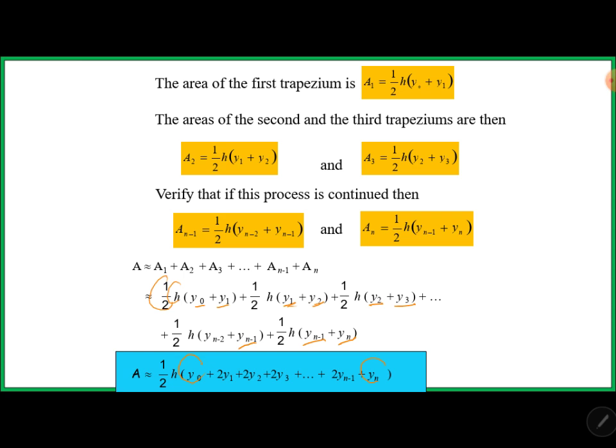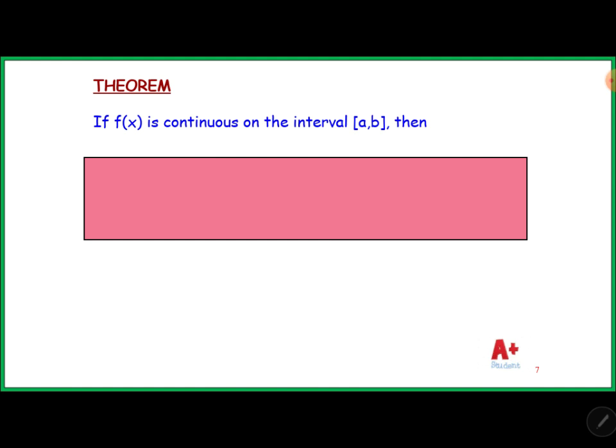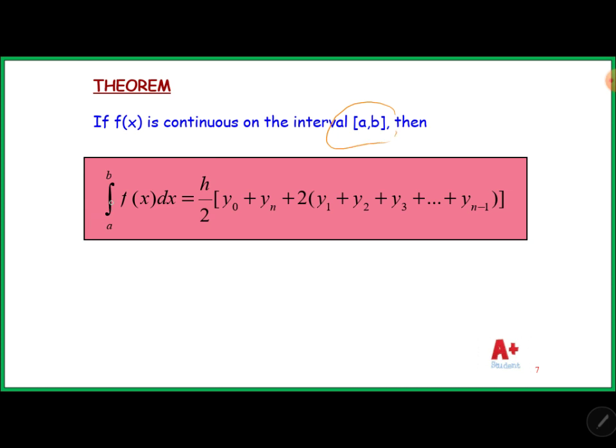So what we can conclude here is that the area can be written as the formula of the trapezoidal rule. If f(x) is continuous on interval a to b, then the integration of f(x) with respect to x from a to b is equal to h over 2 multiplied by y0 plus yn together with a double of y1 plus y2 plus y3 up to yn minus 1.